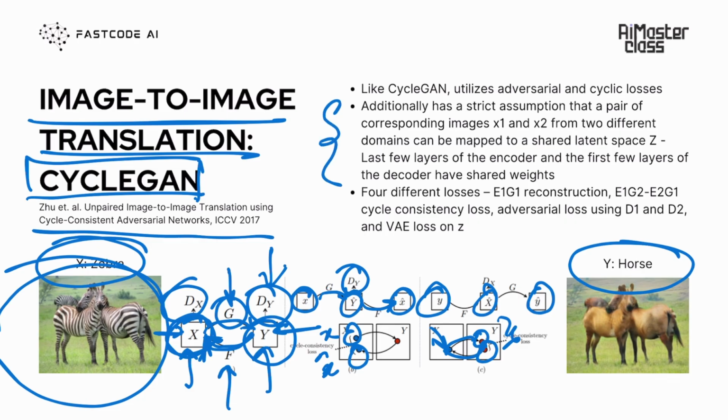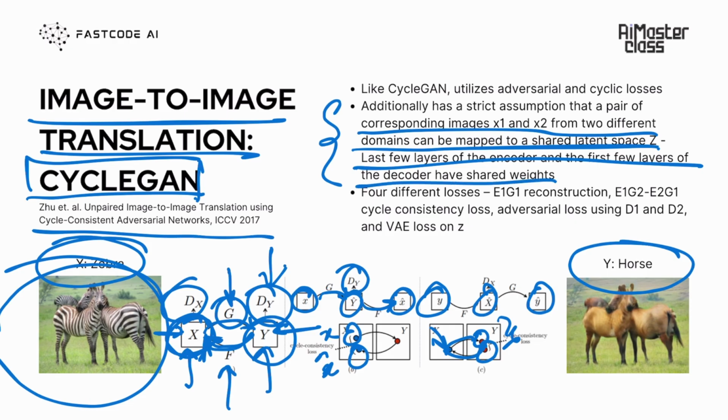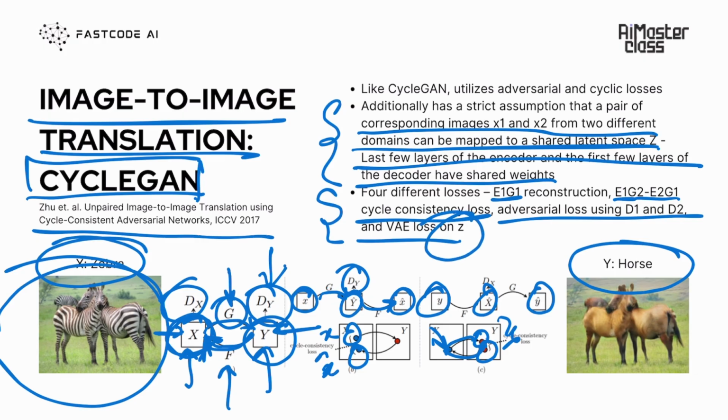Additionally, it has this strict assumption that a pair of corresponding images x1 and x2 from two different domains can be mapped to a shared latent space z, and the last few layers of the encoder or the first layers of the decoder have shared weights. And four different losses: E1 G1 reconstruction, E1 G2, E2 G1, the cycle consistency loss, and the adversarial loss using D1 and D2. And there is also this VAE loss on Z, and I'll talk to you about the VAE loss slightly later. But we essentially have these four losses. So we have our discriminator loss, we have our E1 G1, which is the first cycle consistency, and then we have our E2 G1, E1 G2, and E2 G1 loss, right?